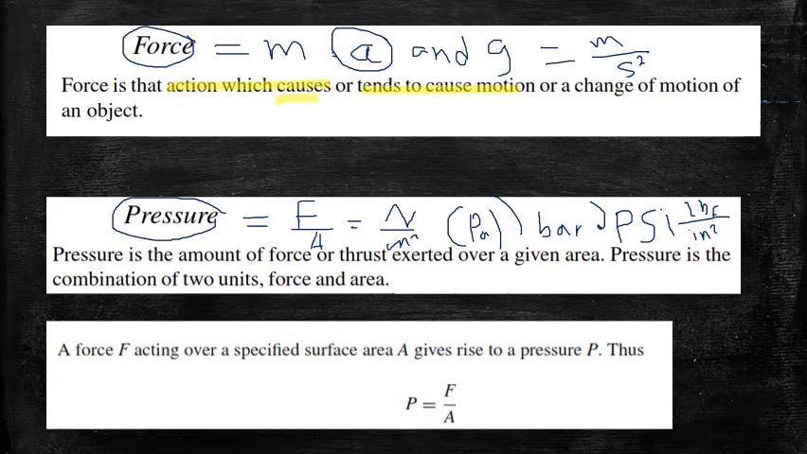So we have Pascal, which is Newton over square meter, and we have PSI, pound per square inch, pound force over inch square, and we have the bar. The bar equals kilogram force over centimeter square or square centimeter. So the kilogram force over square centimeter is bar, pound per square inch is PSI, and Newton over square meter is Pascal.